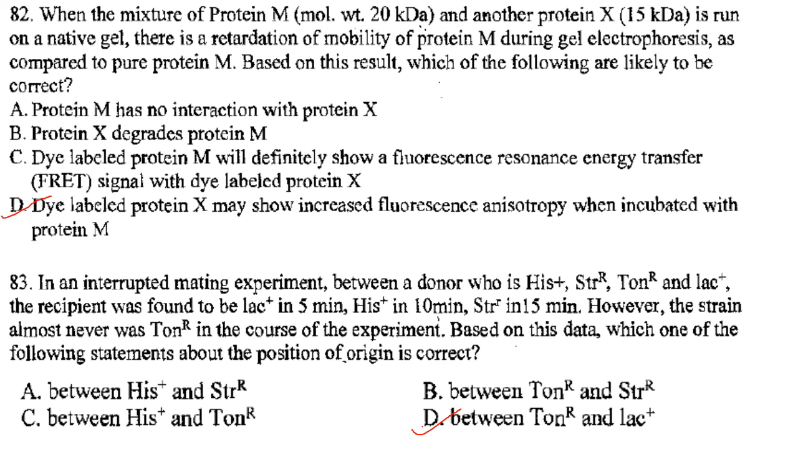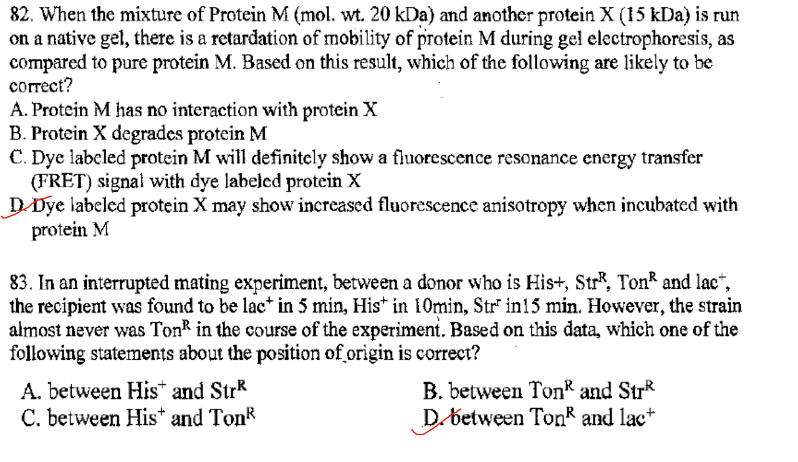Then next one. In an interrupted mating experiment between donor who is His plus, Str R, TonR and Lac plus, the recipient was found to be Lac plus in 5 minutes, histidine plus in 10 minutes, Str R in 15 minutes. However, the strain almost never was TonR in the course of the experiment. So based on this data, which one of the following statements about the position of origin is correct?